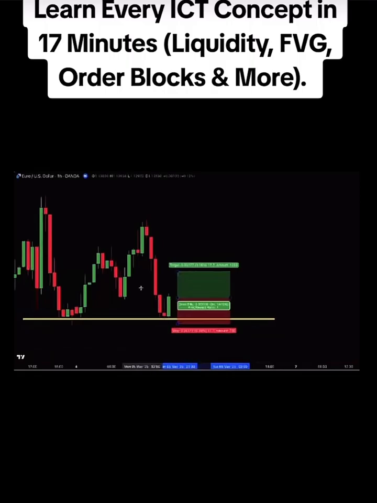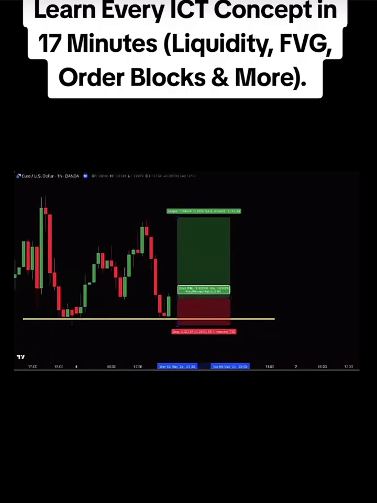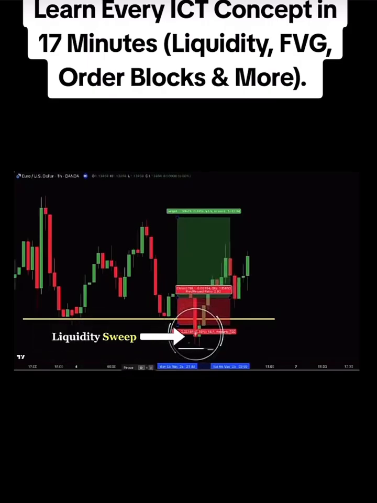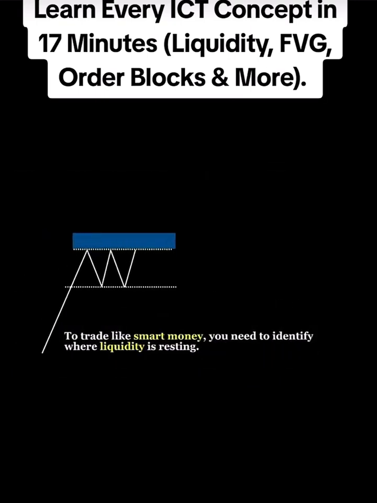Here's how they do it. You buy at support, right? You place your stop loss just below it. The market dips, stops you out, then flies up. Sound familiar? That's not a coincidence. That's a liquidity hunt, and it's how price is engineered, not random. To trade like smart money, you need to identify where liquidity is resting.